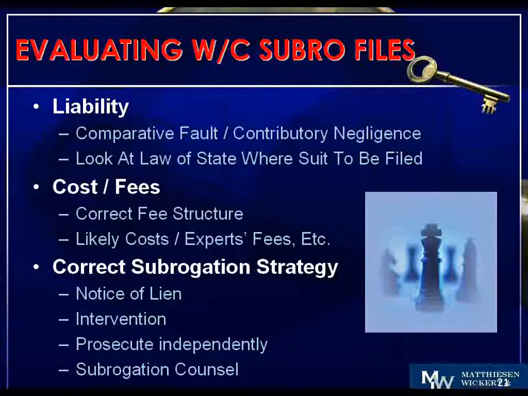You file a notice of lien. Don't fall for the easy and, pardon me, but somewhat gutless choice of simply saying I'm going to file a notice of lien because it's cheap and my lien is going to be protected. The right chess move in that case might be to file an intervention. It might be to prosecute independently. It almost always involves at least consulting with subrogation counsel.